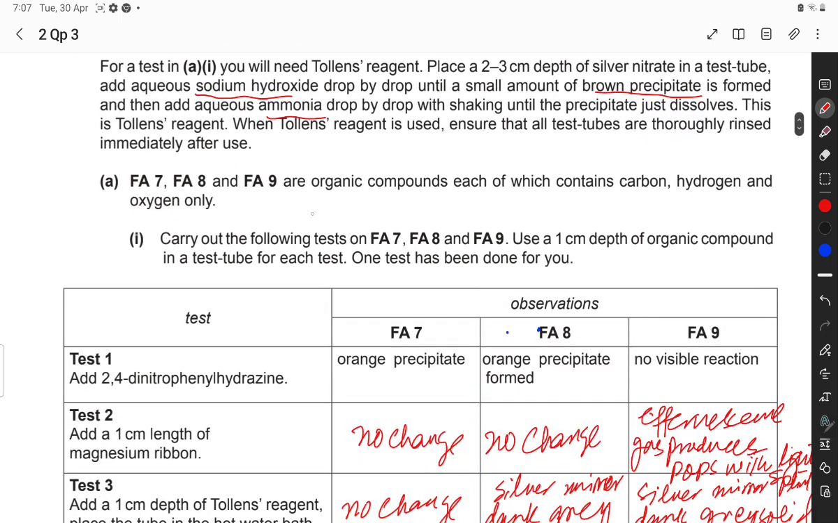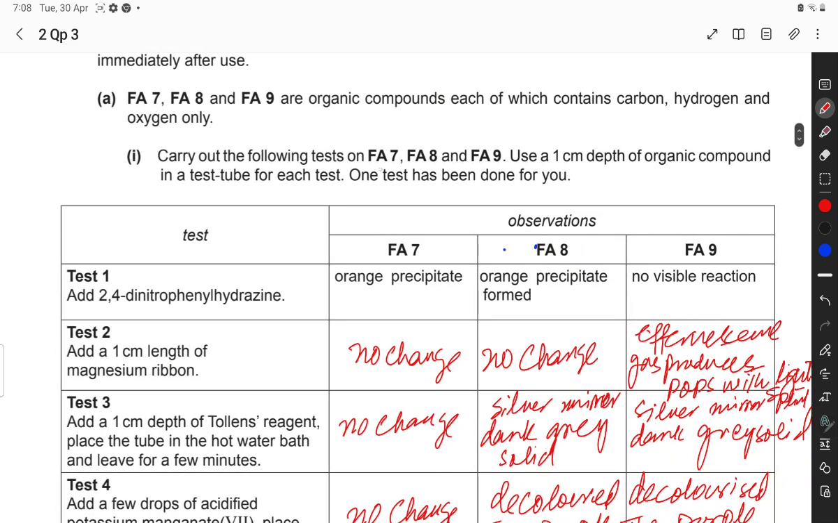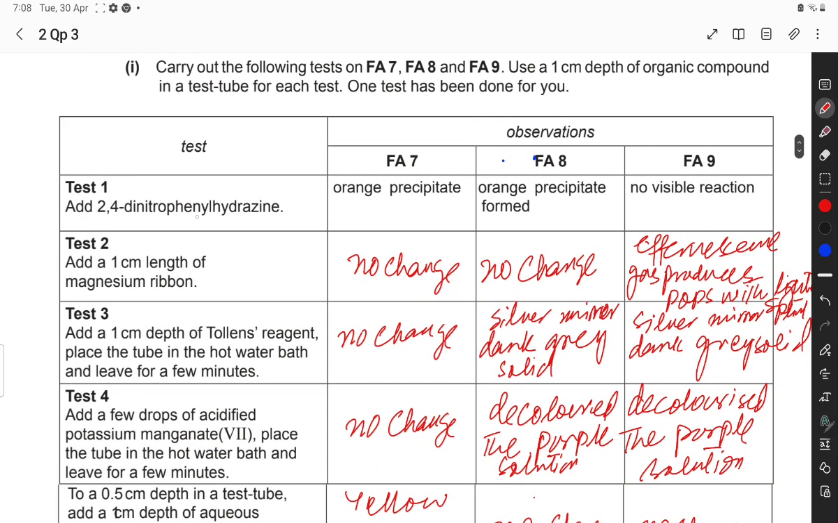FA7, FA8 and FA9 are organic compounds, each of which contains carbon, hydrogen and oxygen only. It means FA7, FA8 and FA9 are organic compounds. Carry out the following tests on FA7, FA8 and FA9. Use a 1 cm depth of organic compounds in a test tube for each test. One test has been done for you. Test 1, add 2,4-dinitrophenylhydrazine. This is a confirmatory test for carbonyl group. Orange precipitate, it means FA7 contains carbonyl group and FA8 also contains carbonyl group.